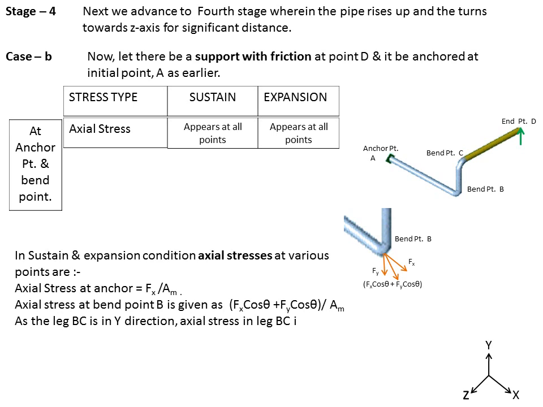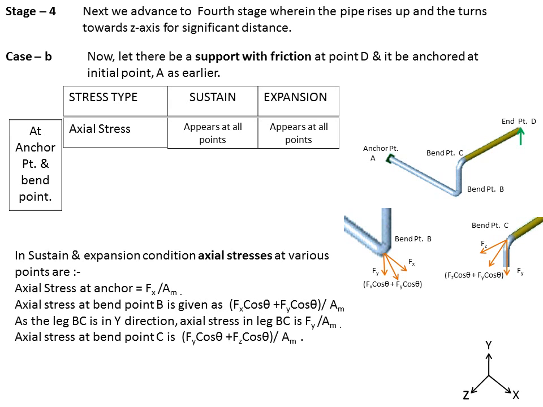As the leg BC is in y direction, axial stress in the leg BC is given by Fy divided by the metallic cross-section area Am. Axial stress at bend point C is Fy cos theta plus Fz cos theta, that is the resultant along the direction in which the pipe is running, divided by the metallic cross-section area of the pipe. So this is for the bend point C. For leg CD, which is in the z direction, axial stress is given by the relation Fz divided by Am, the metallic cross-section area of the pipe.